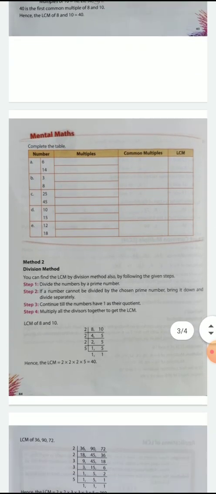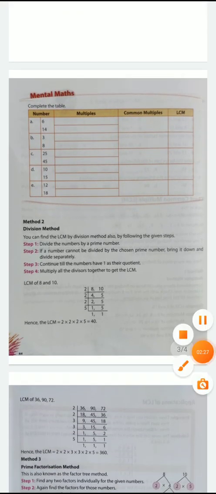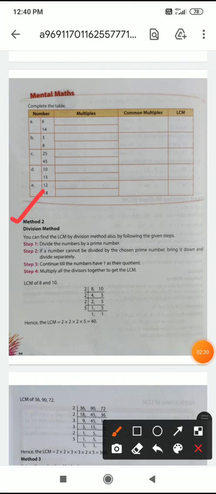Then comes method 2, that is the division method. By division we find the LCM. Already you know about this method from your previous classes. Let's just remind ourselves with the LCM of 8 and 10. Children, first you write, step by step we follow.